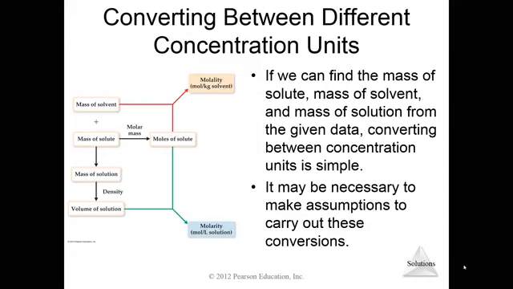The secret to converting between different concentration units is the ability to find from the given information the grams of solute, grams of solvent, and grams of solution. If you can find those three things accurately from the given information, you can calculate any of the solution concentrations we just discussed. This is perhaps best illustrated by looking at an example.